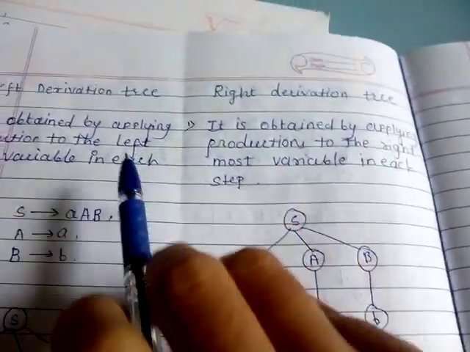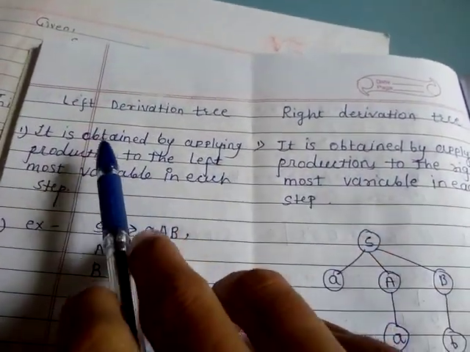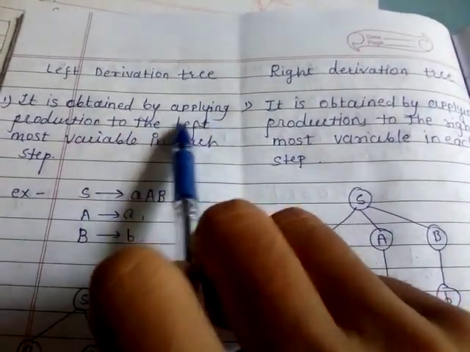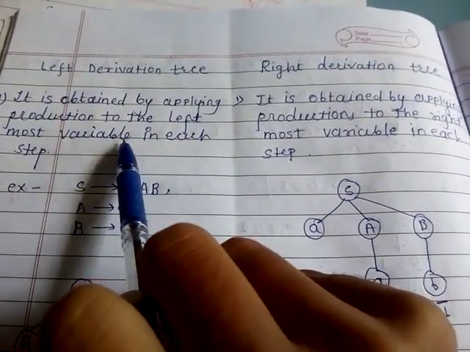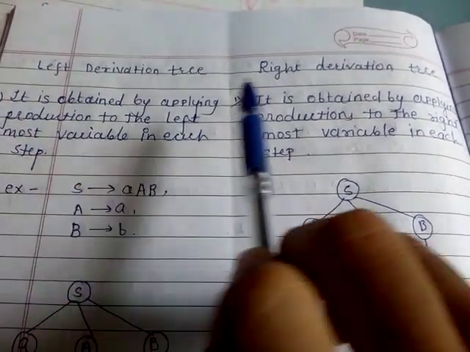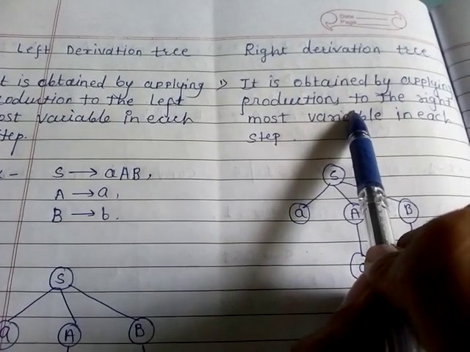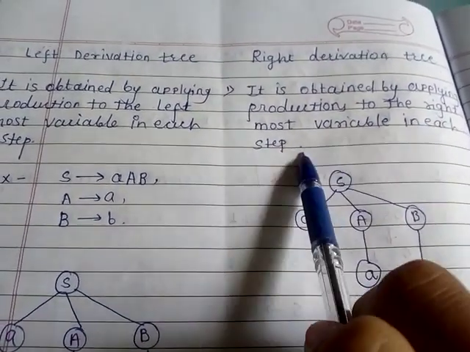The next topic is the left and right derivation tree. The left derivation tree is obtained by applying the production to the leftmost variable in each step. And the right derivation tree is obtained by applying the production to the rightmost variable in each step.